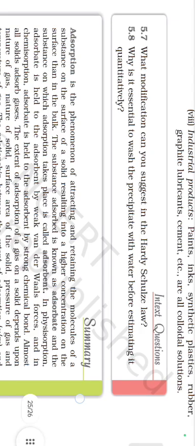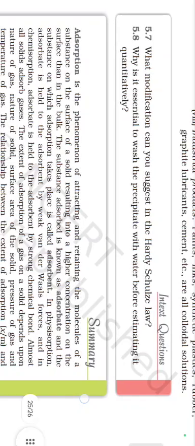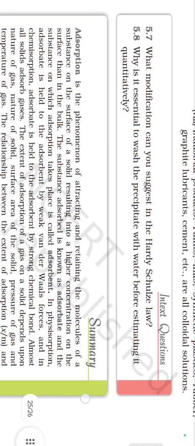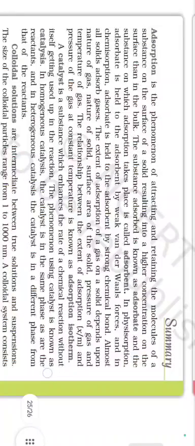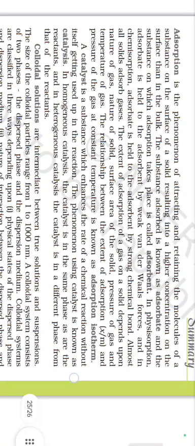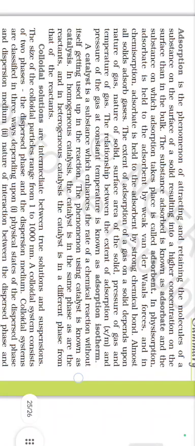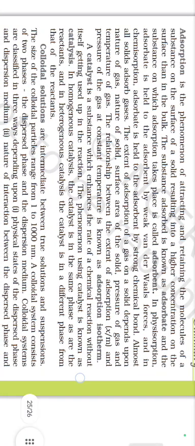5.8 Why is it essential to wash the precipitate with water before estimating it quantitatively? Summary. Adsorption is a phenomenon of attracting and retaining the molecules of a substance on the surface of a solid, resulting into a higher concentration on the surface than in the bulk.